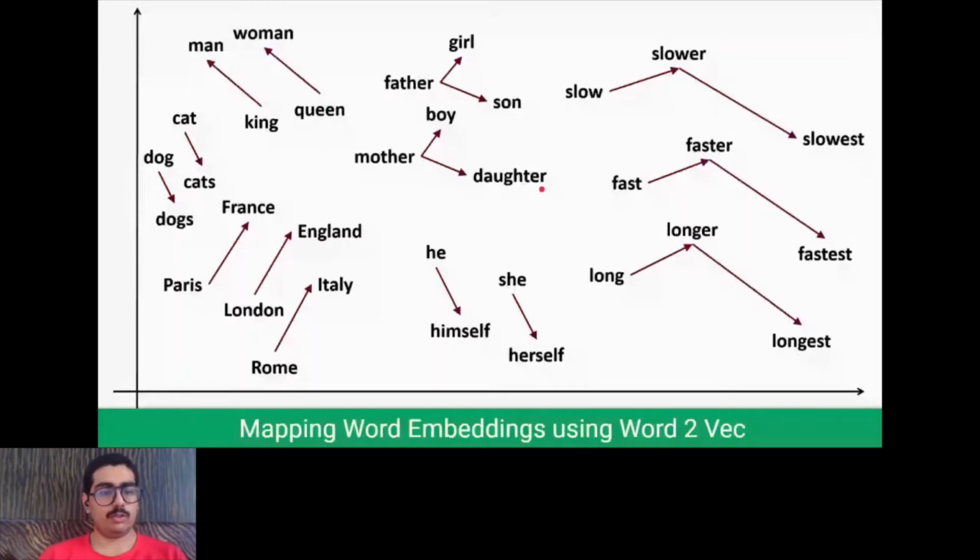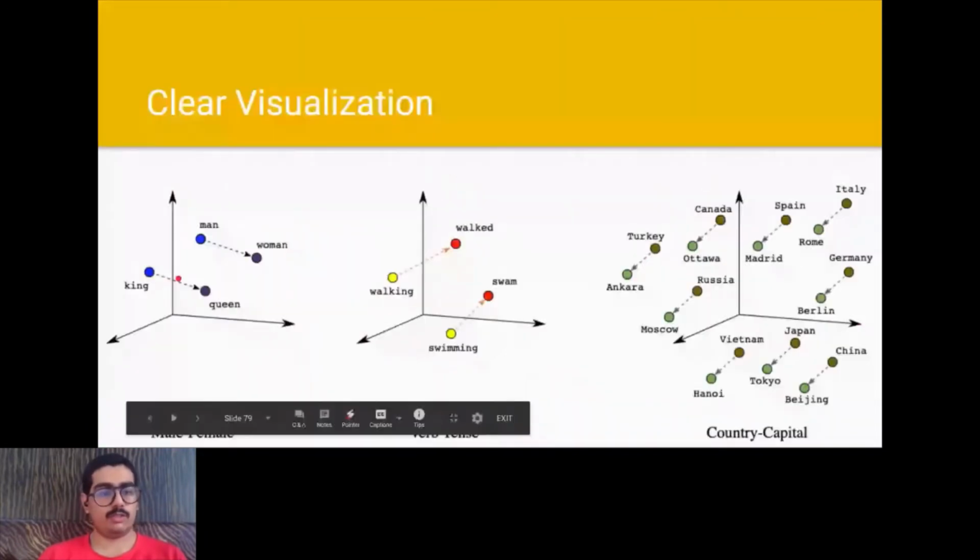So for a clearer visualization, male and female. King is mapped to queen, man is mapped to woman. King and man are close, woman and queen are close. For the tense, it is walking, walked, swimming, swam. Also country and capital: Turkey, Ankara, Canada, Ottawa. I don't know, but it was an image.